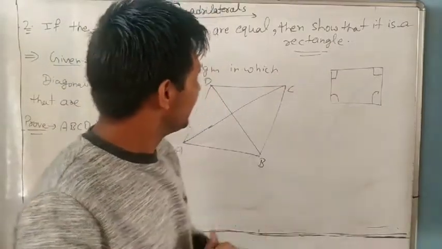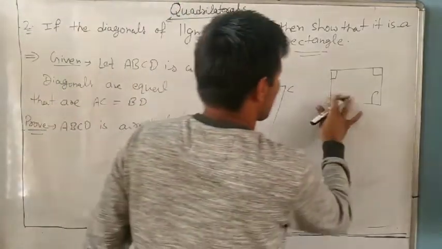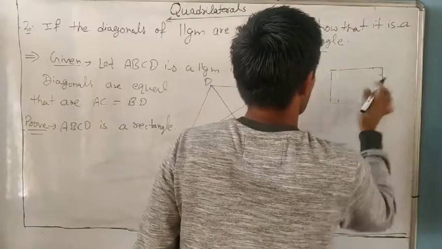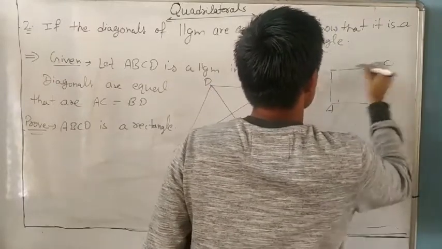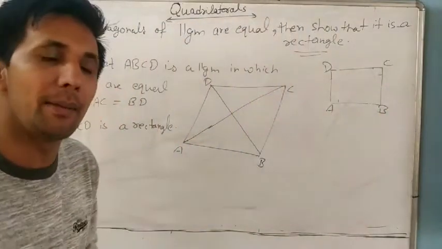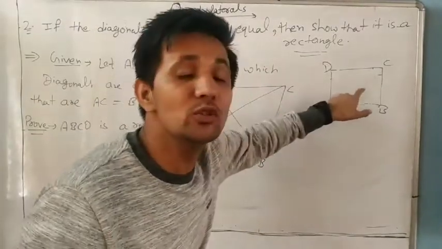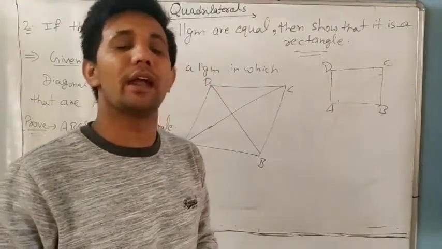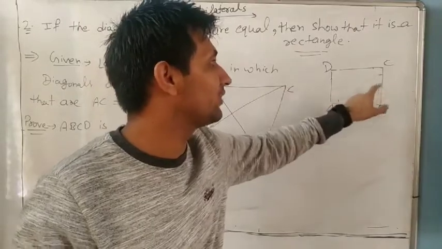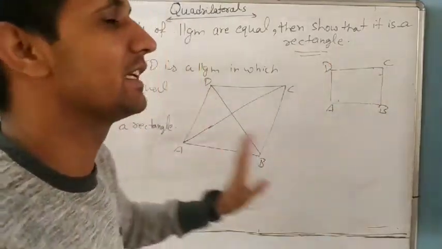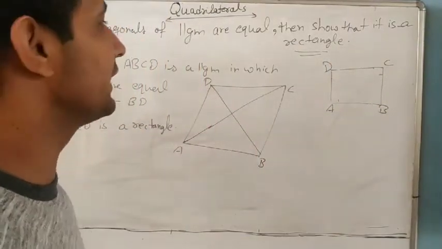And tell me, ABCD is already given as a parallelogram. So now we will use the property of a parallelogram here, and we will show that angle A is 90, B is 90, C is 90, D is 90. Then we say that it is a rectangle.